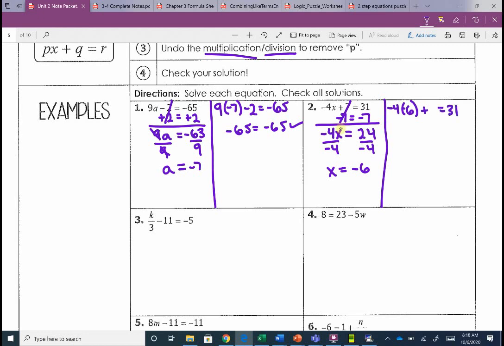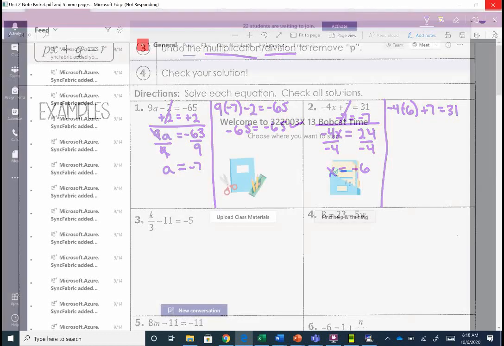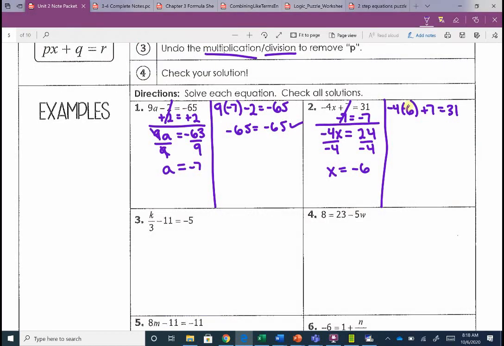You can put it right in your calculator. You can't really see my negative on my 6, and it's not wanting me to erase. There we go. So if you need to, you can put that in your calculator.